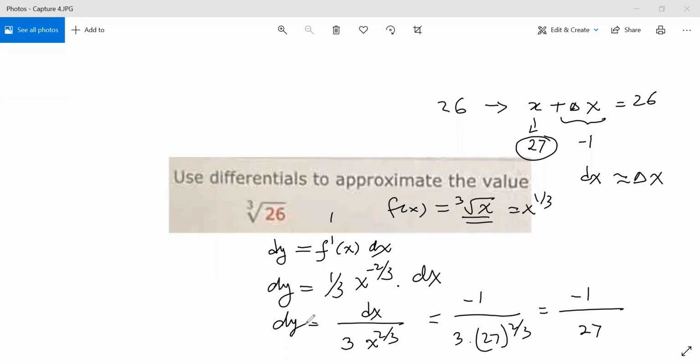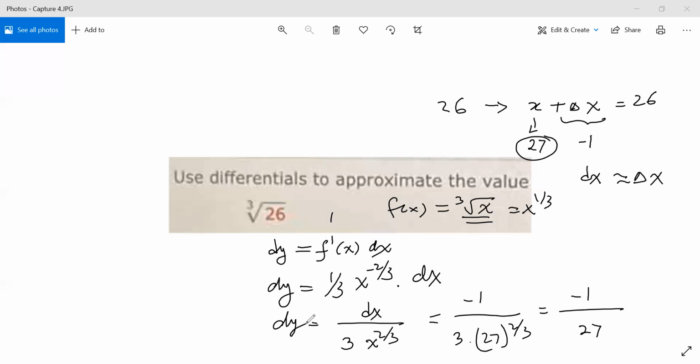Okay, and then the actual value here, the actual value is cube root of 27. So then I will just subtract this value from it, right? So I will just do this. Let me compute this. So it will be 3 minus 1 over 27. So 1 divided by 27. Okay, so it's going to be 3 minus 1 divided by 27.